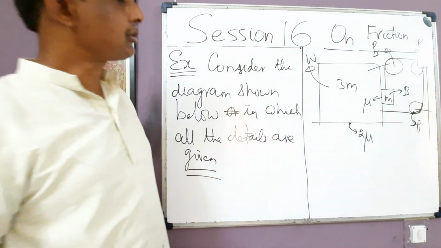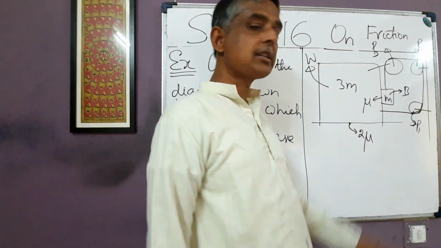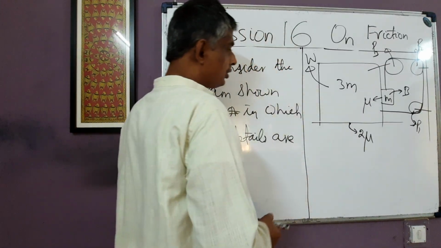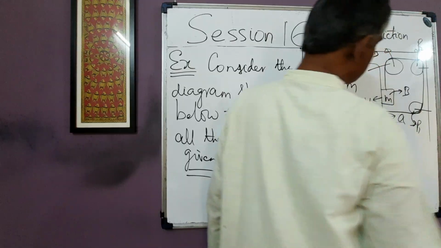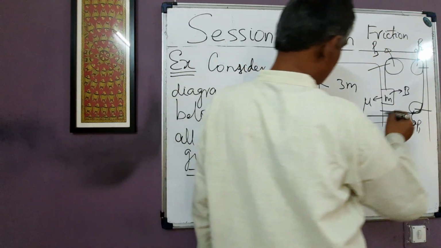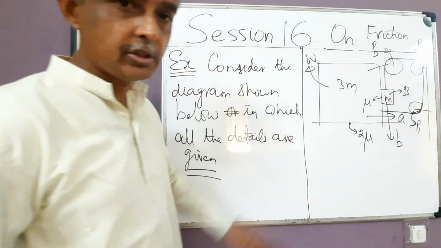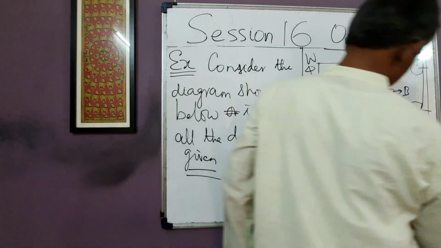The question is, when the system is released from rest, find the acceleration of 3m with respect to ground. This is the question. So, when the system is released from rest, 3m will move with respect to ground in rightward direction with some acceleration a which we have to determine. And with respect to the wedge, the block B will move in downward direction with acceleration b. So small b is the acceleration of block B with respect to wedge.